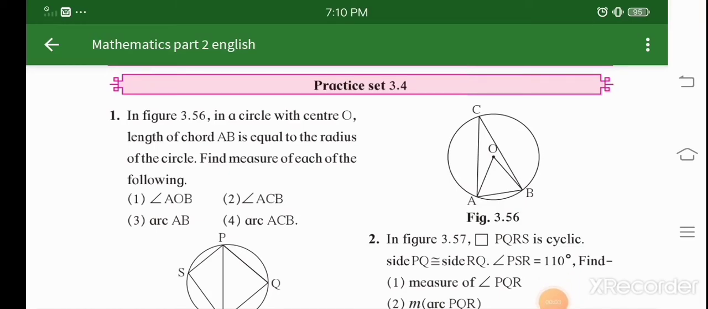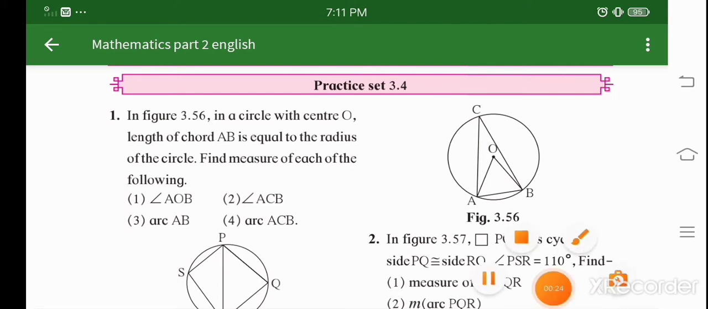So last time we completed our practice set 3.3. Today we are going to learn practice set 3.4. So before starting this lecture, I would like to tell you about the theorem and the properties that we are going to use in this particular practice set. Okay, so let's get started.